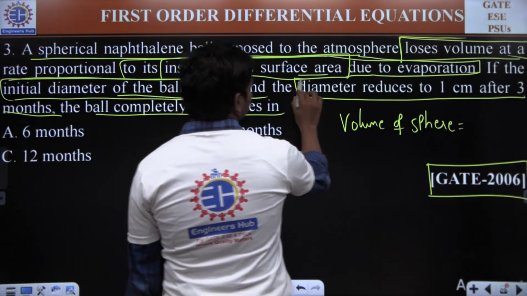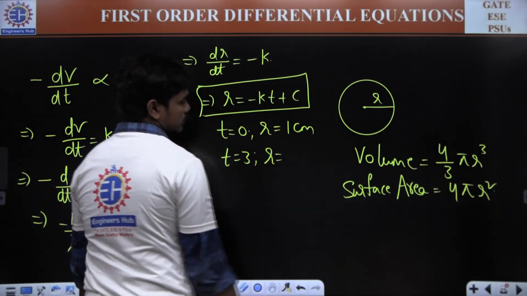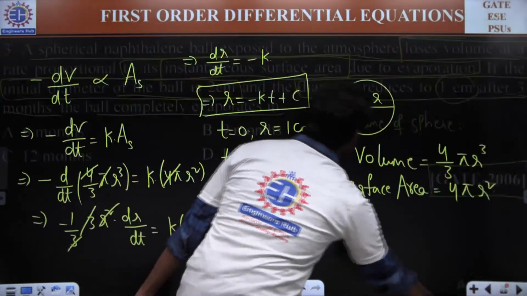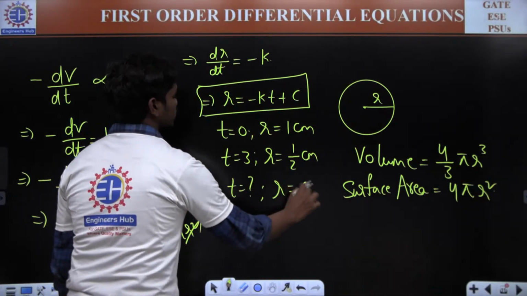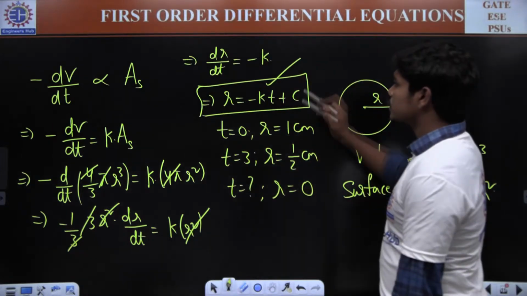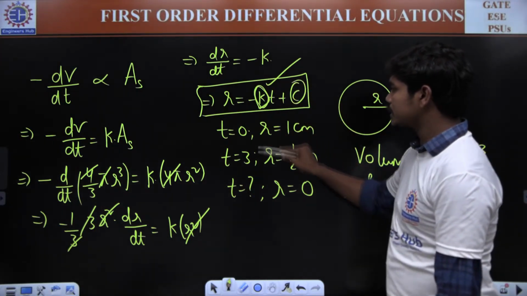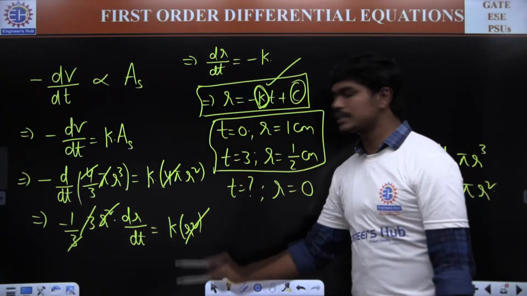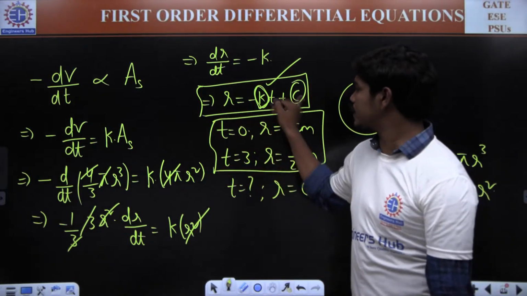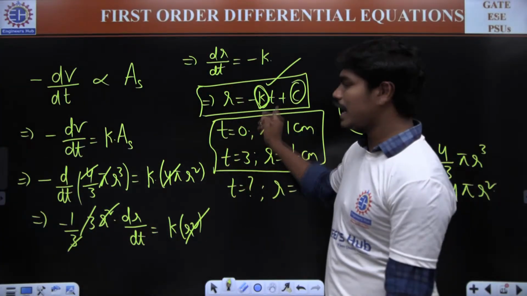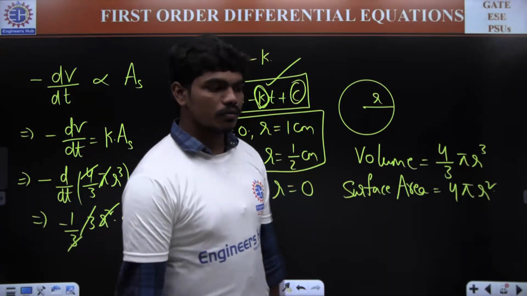Also, the diameter reduces to 1 centimeter after 3 months. So whenever time is equal to 3, the diameter got reduced to 1 centimeter, which means the radius got reduced to half a centimeter. They want the time by which r is equal to 0, meaning the ball completely evaporates. In this equation we have two constants, k and c. Using the two conditions given here, can you calculate the values of k and c? You have two unknowns and two boundary conditions. Can you substitute and tell me the values of k and c and the exact relation of r in terms of t? Please tell me the exact equation for r.